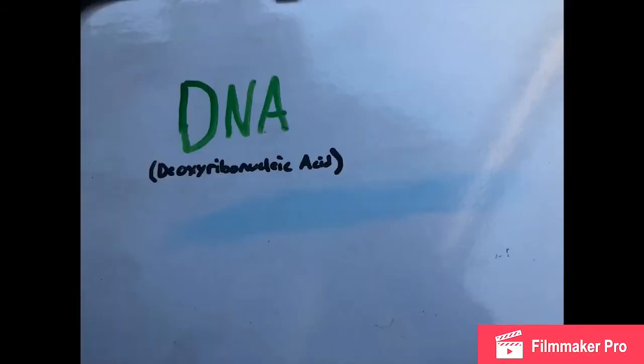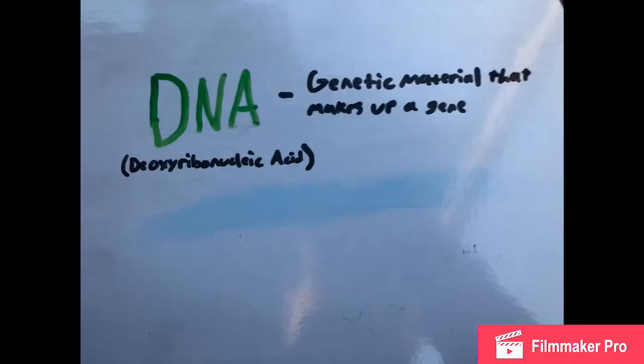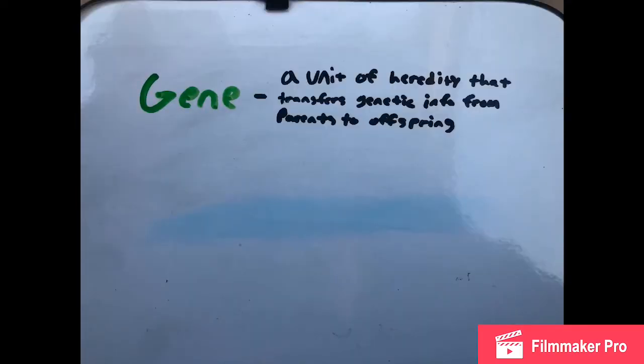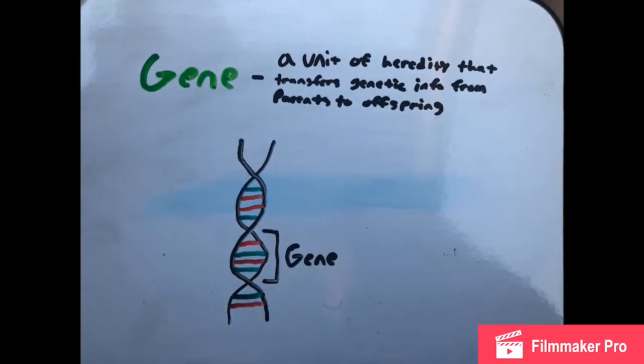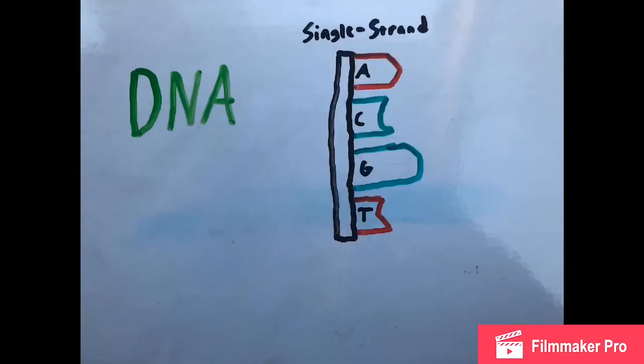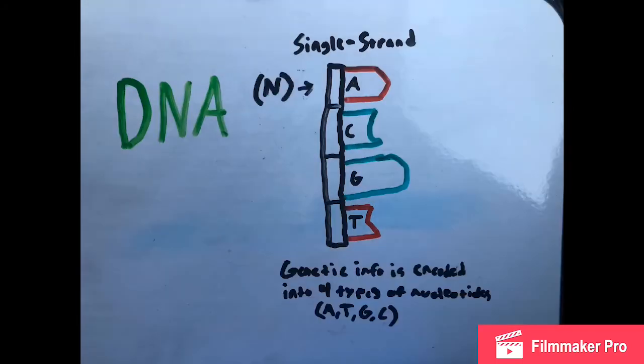DNA, which is short for deoxyribonucleic acid, is a genetic material that makes up a gene. A gene is a unit of heredity that transfers genetic information from parents to offspring. This is a single strand of DNA in which genetic information is encoded into 4 types of nucleotides: A, T, G, and C.